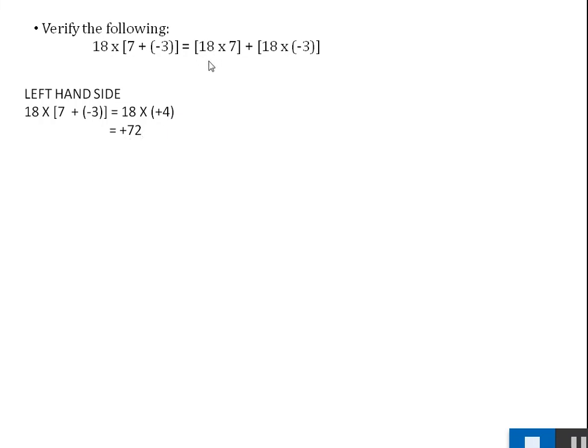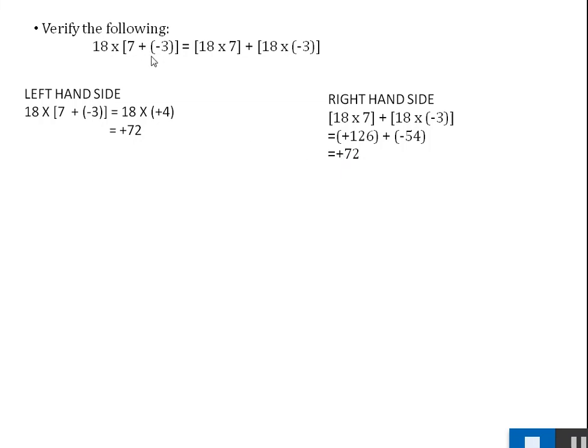Okay. Now we will go and see what is the answer for the right hand side. 18 into 7. You know it is positive 126. 18 into negative 3. Positive into negative is negative. 18 into 3 is 54. Here apply addition rule. One number is positive, the other number is negative. You will subtract and give larger number sign. 126 minus 54 is 72. Here larger number is 126, so positive sign.